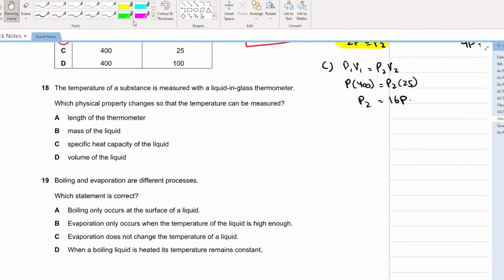Let's see question number 18. The temperature of a substance is measured with a liquid and glass thermometer. Which physical property changes so that the temperature can be measured? In a liquid and glass thermometer, which physical property should change? The volume of the liquid. Simple as that. B is your answer. Oh, sorry, D is your answer.